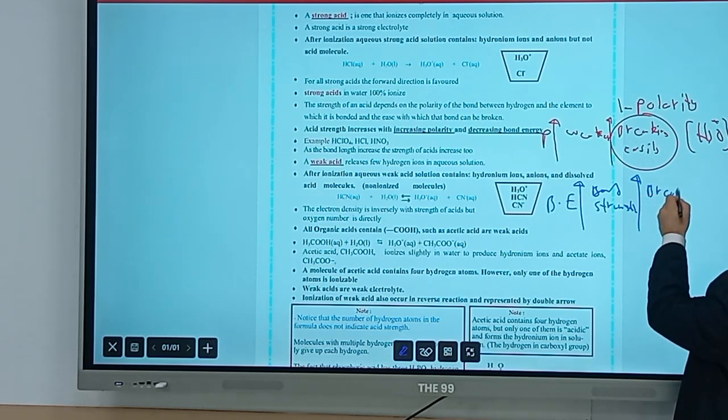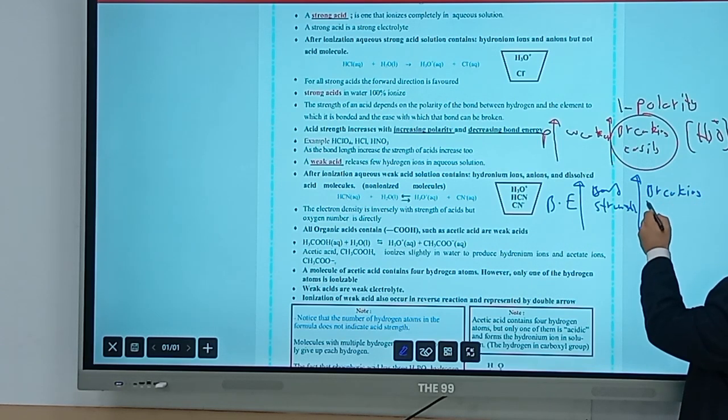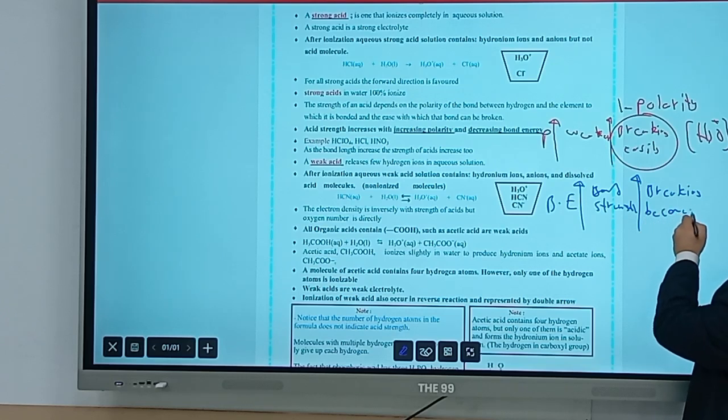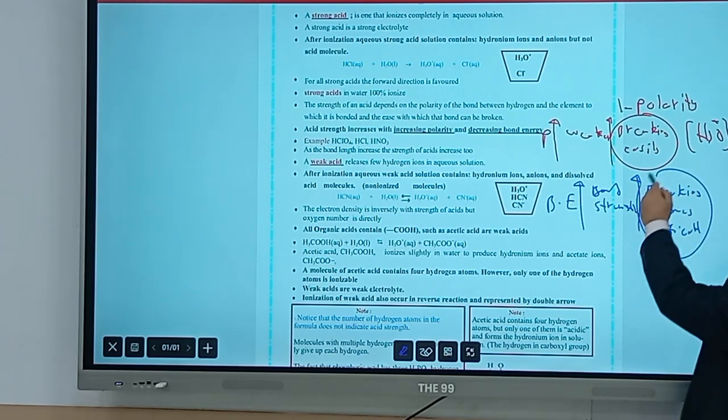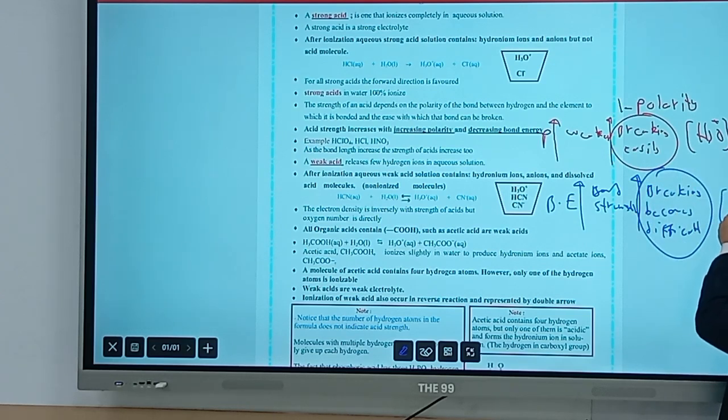Breaking becomes difficult. And as the breaking process becomes difficult, there will be fewer hydronium ions in the solution, and then the strength of the acid decreases.